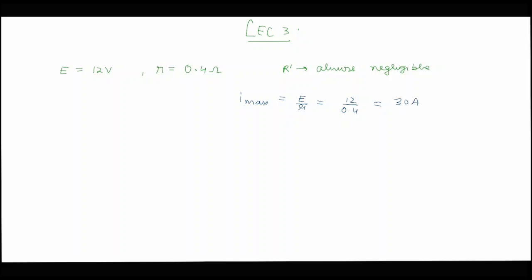So let us deal with the next problem. A battery of EMF 10 volt and internal resistance 3 ohm is connected to a resistor. If the current in the circuit is 0.5 ampere, what is the resistance of the resistor? What is the terminal voltage of the battery when the circuit is closed?